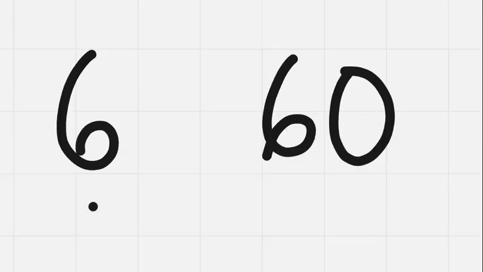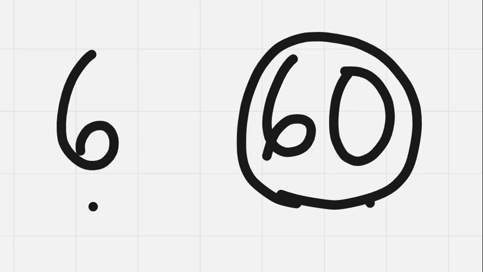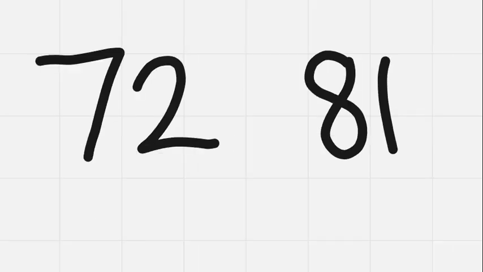Here we have 6, and then we have 60. 6 is a 1-digit number. 60 is a 2-digit number. Both of these numbers have 6's, but 60 is bigger because it has 2 digits. If a number has more digits, it is always bigger than the other number. So 6 is less than 60. Well done.